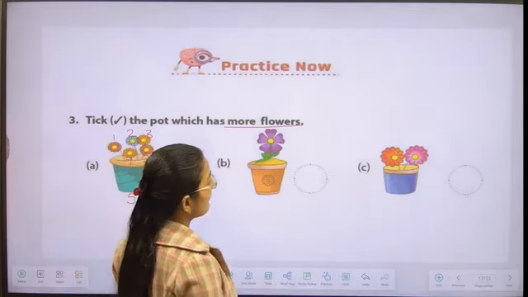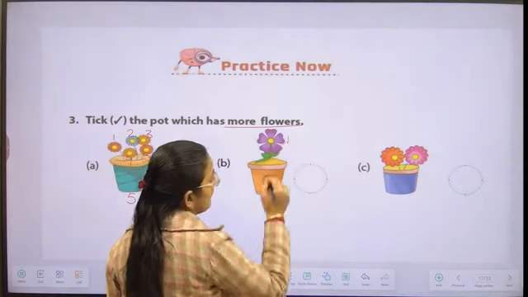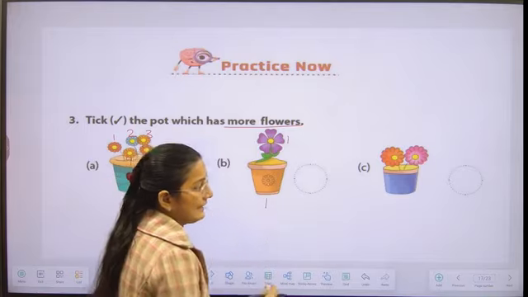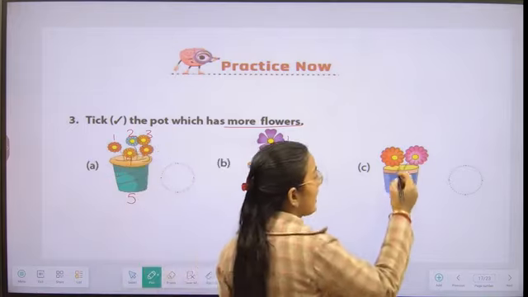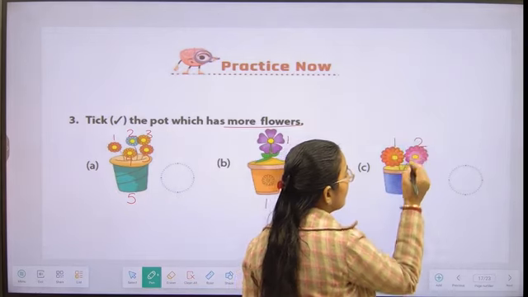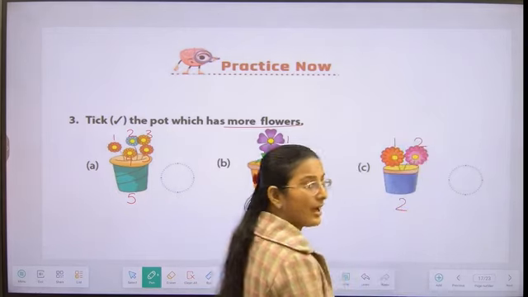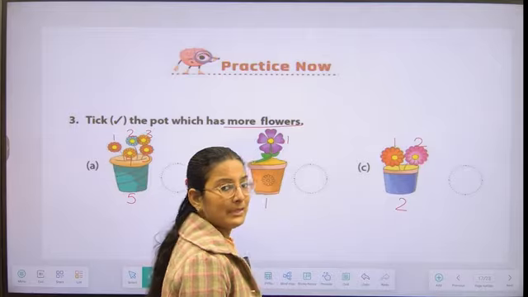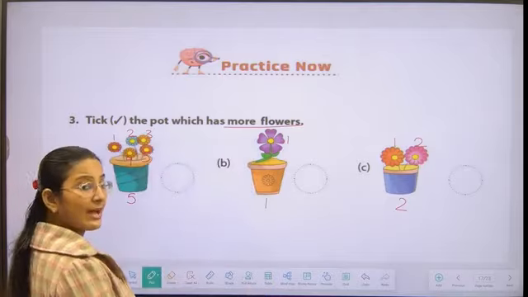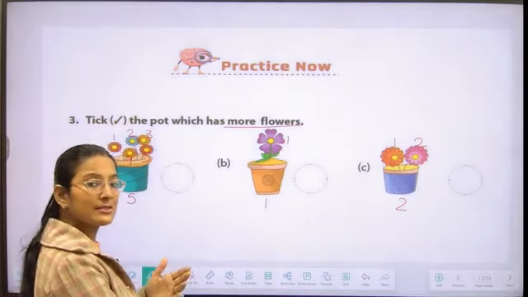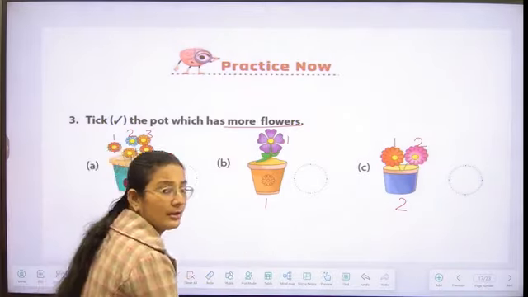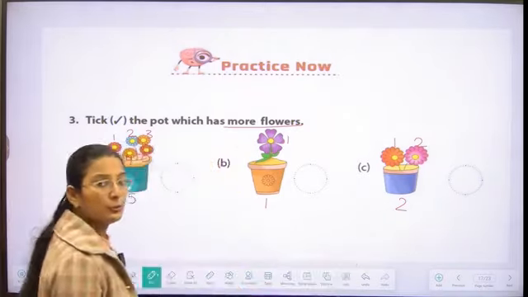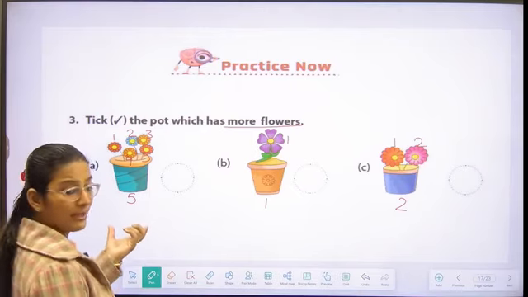Let's move to the second pot. Second pot mein we have how many flowers? Just one flower. And in the third pot, how many flowers do we have? We have 1 and 2. So that means we have 2 flowers. Now tell me which pot has more flowers? किस pot में ज़्यादा flowers है? First pot में 5, second pot में 1, third pot में 2. तो ज़्यादा flowers किस में है?